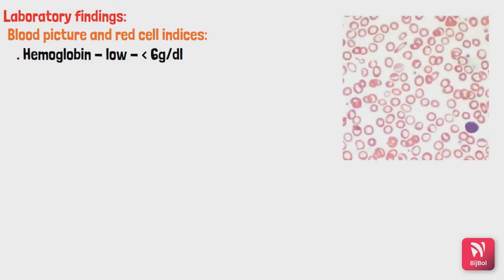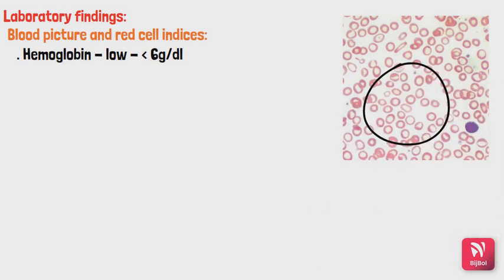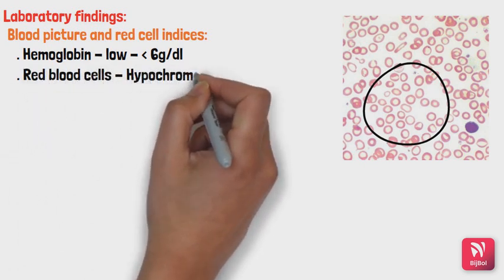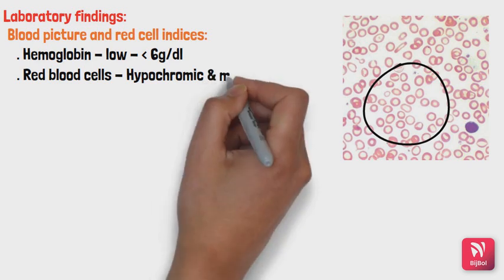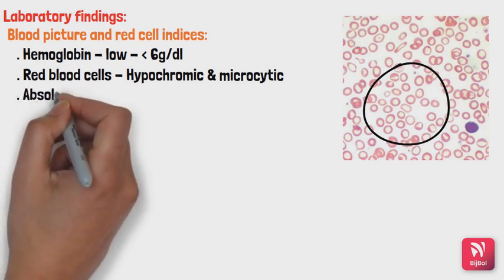And if you make a peripheral smear and see, like here, as you can see, all those are red blood cells, where you can see that central pallor, that is nothing but hypochromia of the red blood cells. Usually hemoglobin gets dispersed within the red blood cell. Here hemoglobin is very less, resulting in the central pallor, that is nothing but hypochromic. And the cells also will be smaller in size, that is called microcytic. So the type of anemia that is seen in iron deficiency anemia is hypochromic microcytic anemia.